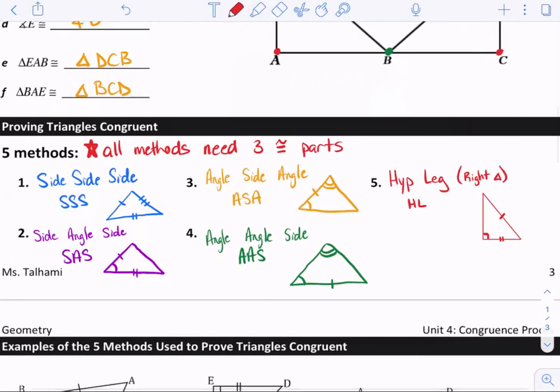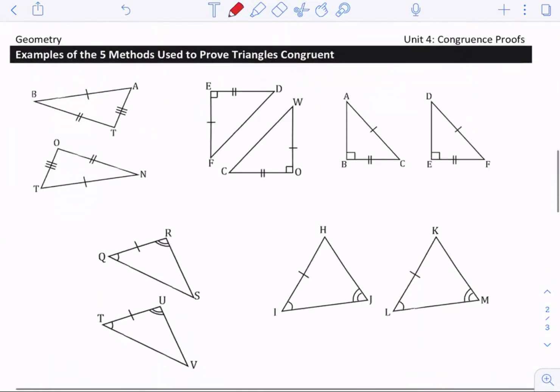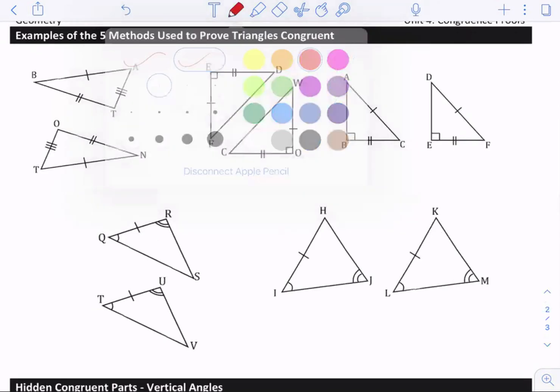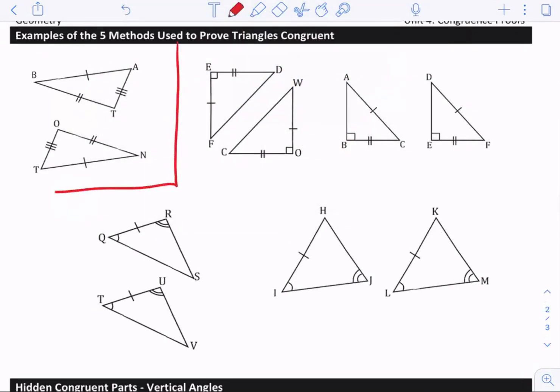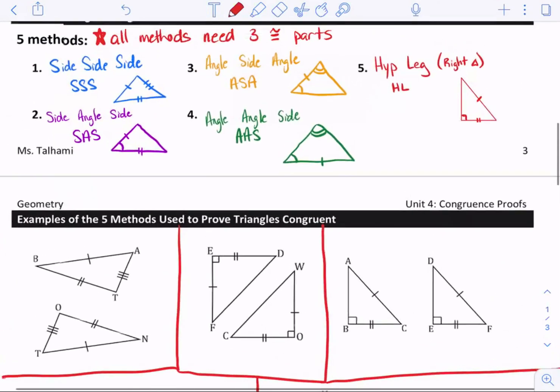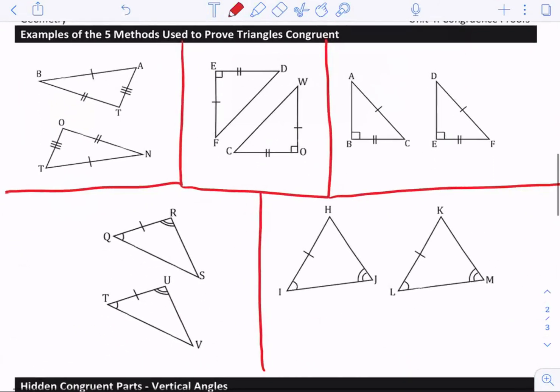So that is your 5 methods to prove triangles congruent. Hopefully looking at this, you recognize them. So what I want you to do is pause the video here. Here are 5 pairs of triangles. So I'll cut them into separate groups if you'd like. I want you to see what method would prove each one of these congruent of the 5 methods that I just gave you. So you might want to copy them down or check it out. But here are 5 methods.